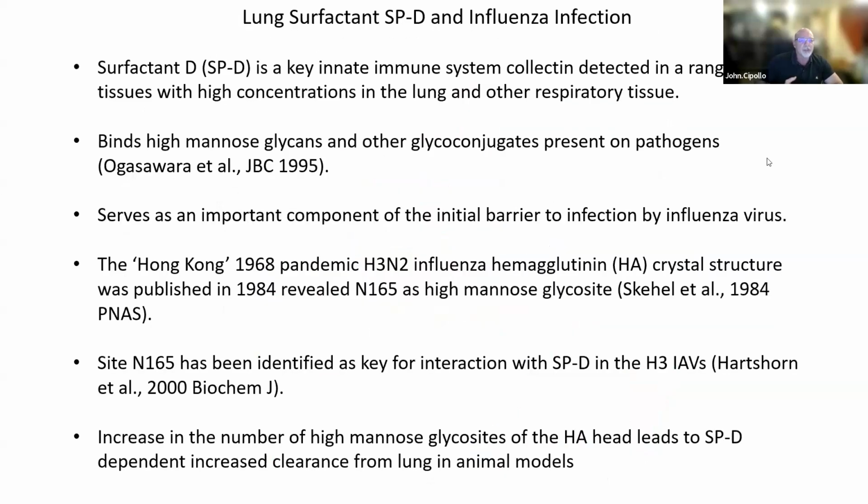Okay, so lung surfactant SPD in influenza. SPD is a key immune colectin, as I've already stated, and it's present in lung and other respiratory tissues. It binds high mannose glycans. It serves as an important component of an initial barrier to infection. Hong Kong, 1968, was really where it was first pitched out. This was in Ian Wilson's group, published by first author Skehel in 1984. So it's been known that that glycan is high mannose for quite some time, at least in those examined.